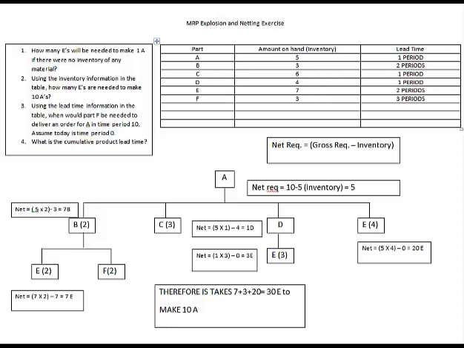If we take a look at the table above and look over from part A, we see that we have 5 A's in inventory. So we're going to use those 5 A's to partially satisfy this demand for 10 A's, which means that we have a net required of 5 A's. So once again, we need to make 10. We have 5 completed in inventory. We're going to use those 5, and then we need to make an additional 5 A's.